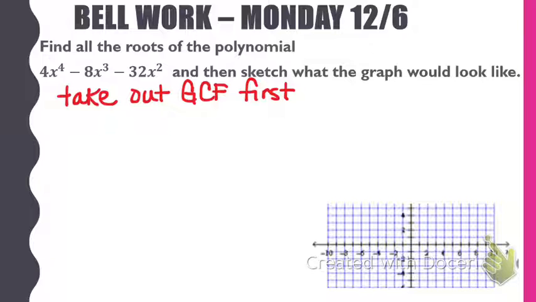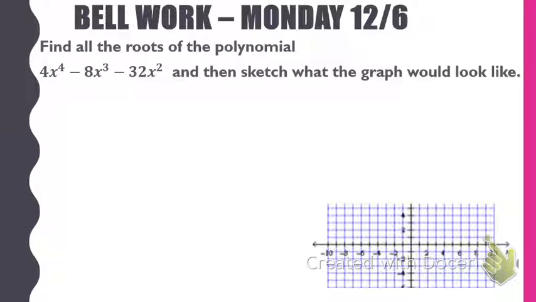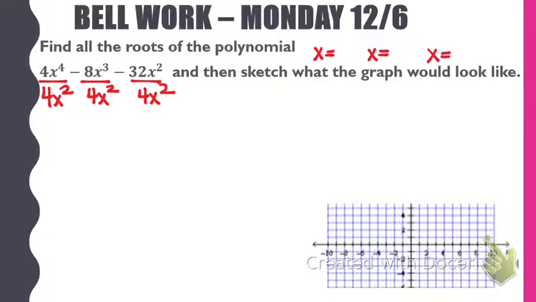So what would be our greatest common factor? What can I divide out of everything? 4x squared. Good. Let's do that. Now this is a 4th degree, which means that I'm looking for 4 answers. So I like to write that out.